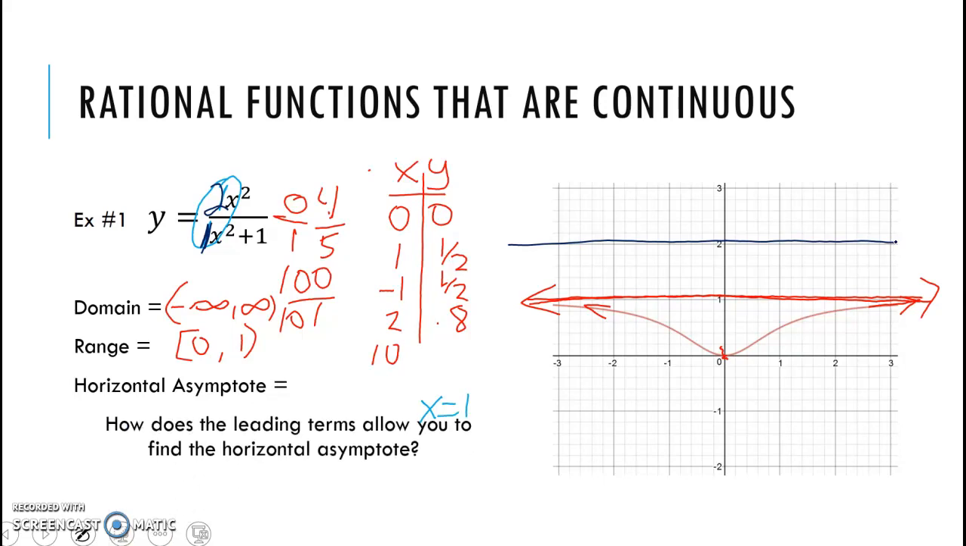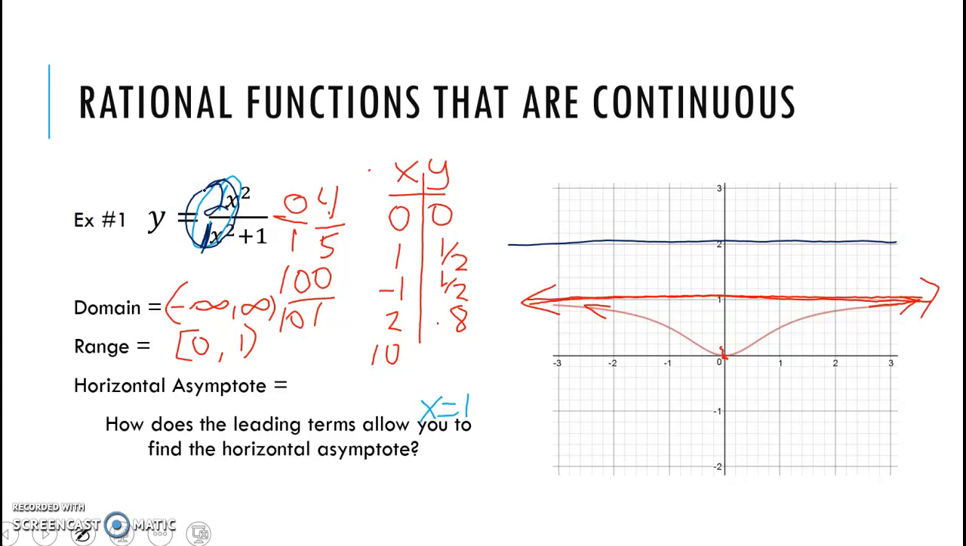So the question then is this: how does the leading term allow you to find the horizontal asymptotes? Well, we divide or we simplify the coefficients of the leading terms. I'm not going to spell it out, it'd be really sloppy anyway, but you take the coefficients of the leading terms and simplify this.